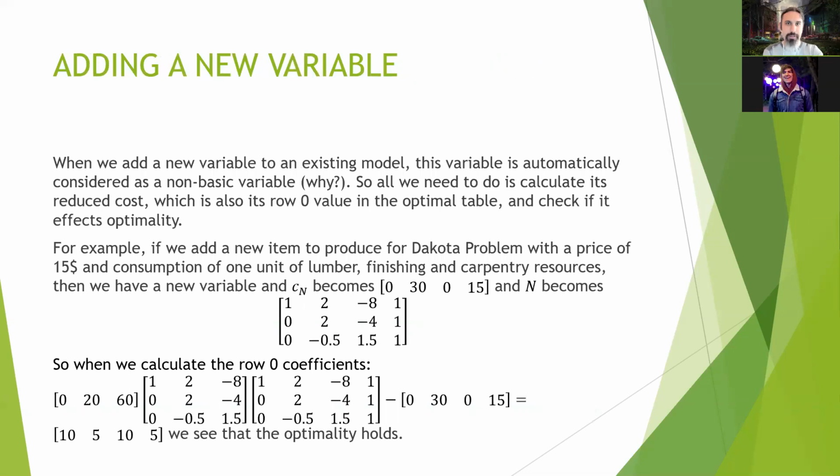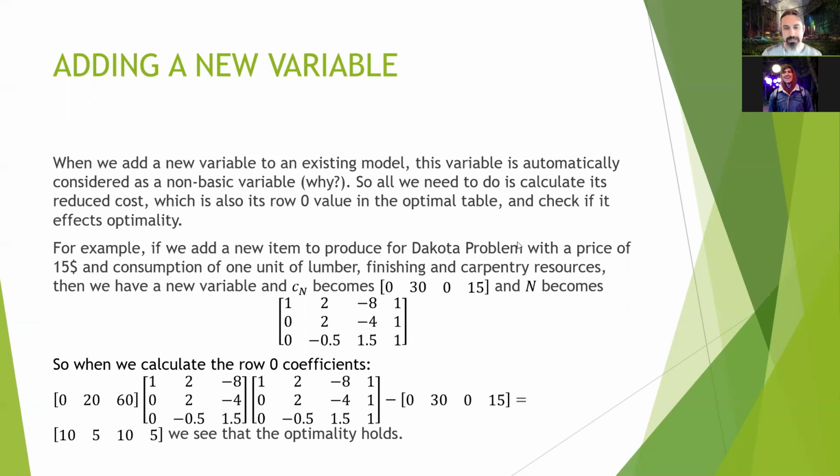So what about adding a new variable? Now we can add a new variable with revised simplex, just like in the dual form. But still, when you add a new variable, this is going to be considered a non-basic variable. Okay, why? Because simple stuff. How many basic variables do we have in a model? This is something we all know. It's equal to the number of constraints we have, right? Yeah, it's equal to the number of constraints. So when you add a new variable, you're not changing your number of constraints, so it cannot be a basic variable. It has to be a non-basic variable.